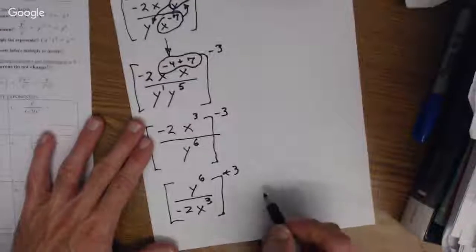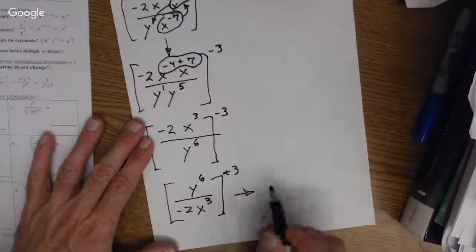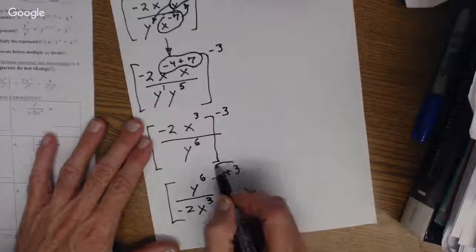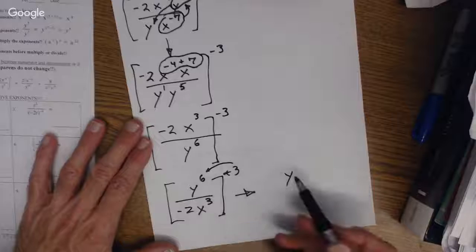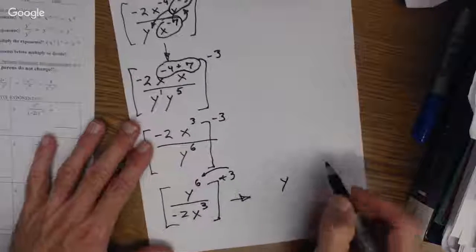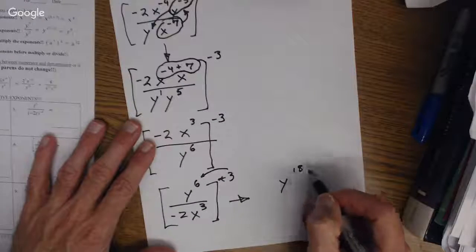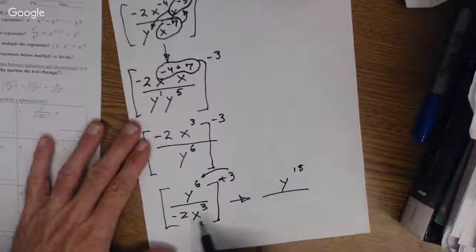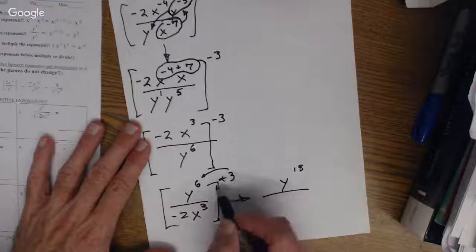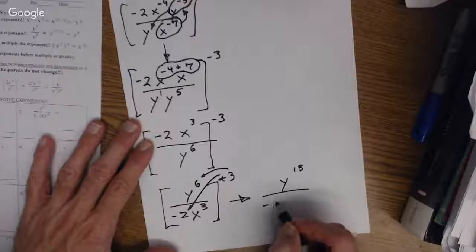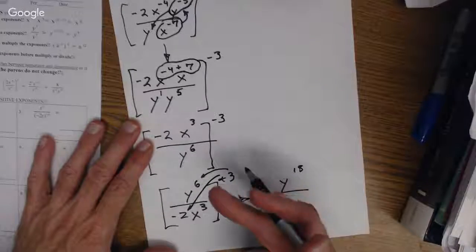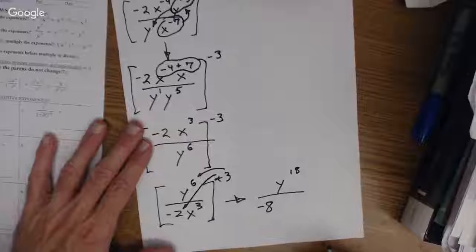Lastly, what I'm going to do is cube everything. So I'm going to cube the y to the 6th, that's going to be a power raised to a power. You multiply the exponents, so that's going to be y to the 18th. And I have negative 2 cubed. So that's going to become negative 8. Negative 2 times negative 2 times negative 2 is negative 8.